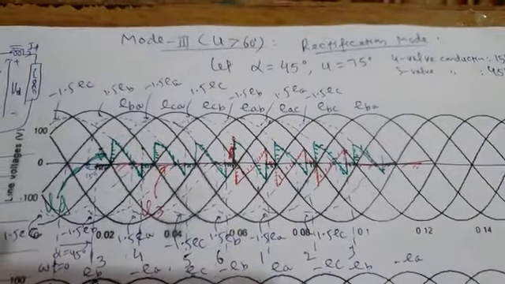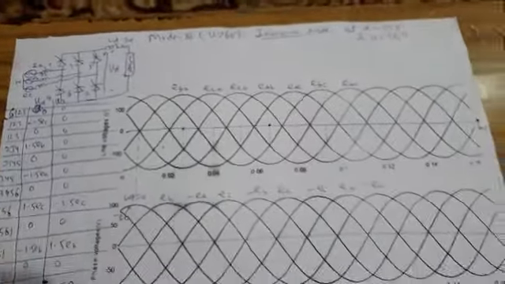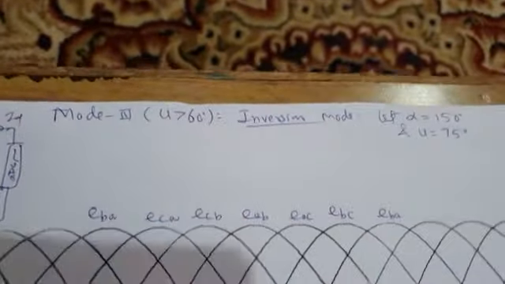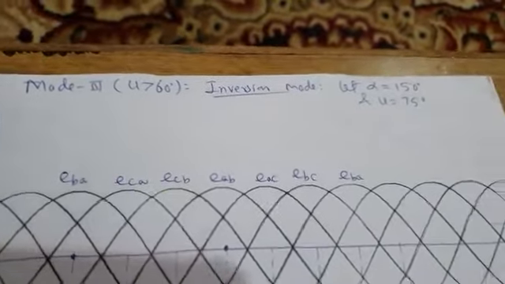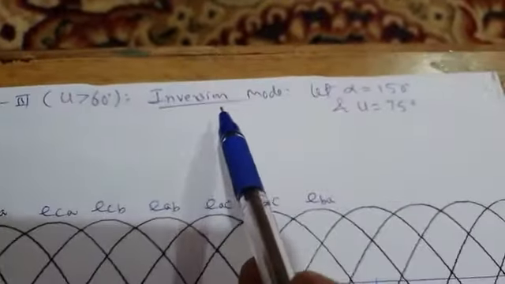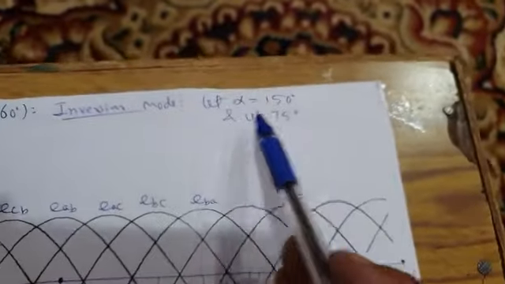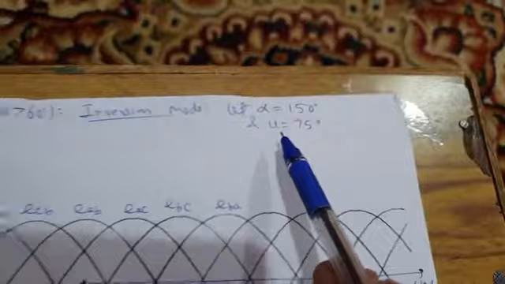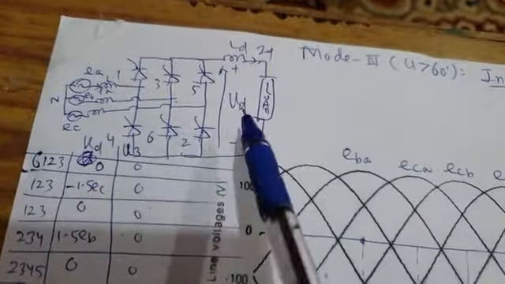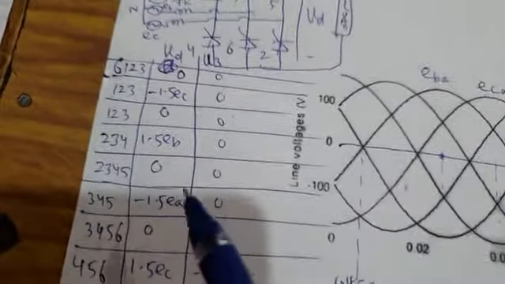Let us quickly draw this waveform for inversion mode of operation. Now we will draw the waveforms for inversion mode of operation. I have already written mode 3, mu greater than 60 degrees. You can see inversion mode of operation, and we have assumed alpha 150 degrees and mu 75 degrees. This is our power circuit diagram of the 3-phase 6-pulse converter, and this is the table. I have reproduced that table.